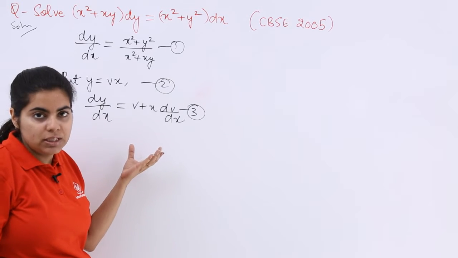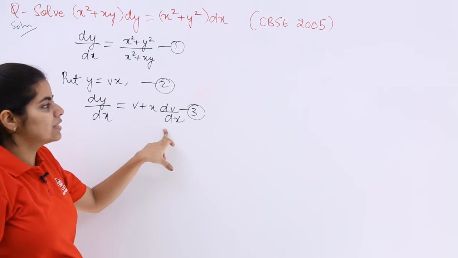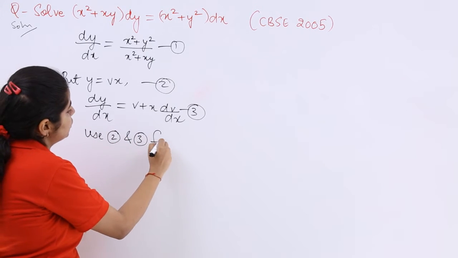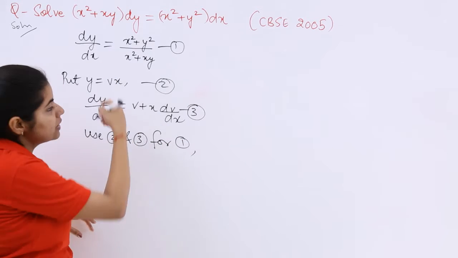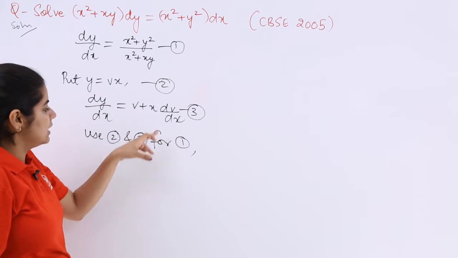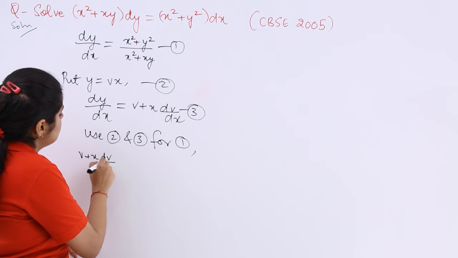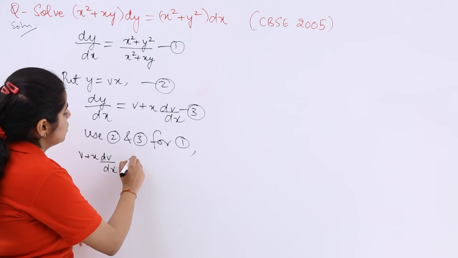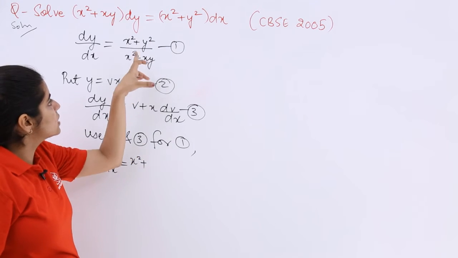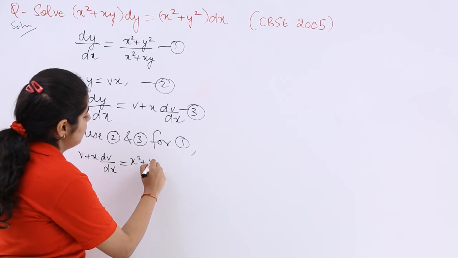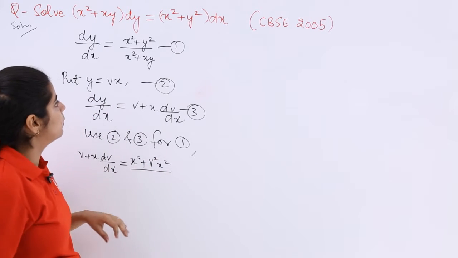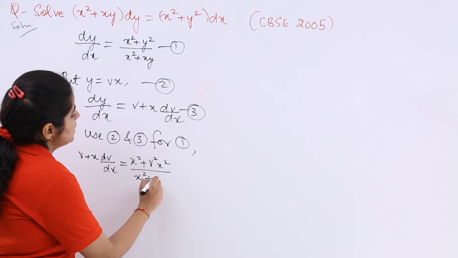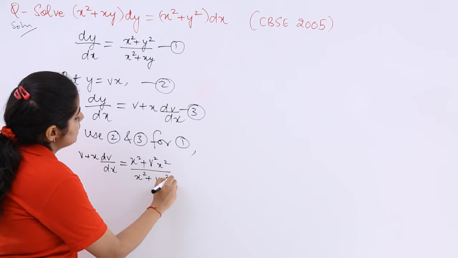This should be named as equation number 1, equation number 2, equation number 3. Now what I have to do with this? I know dy by dx and here is the dy by dx value. So I have to use equations 2 and 3 in equation number 1. Now what does my equation number 1 become? v plus x dv by dx is equal to x square plus y square, so x square remains as it is, y square is v square x square, whole divided by x square plus xy. So x square is as it is, plus xy, so it is vx square.